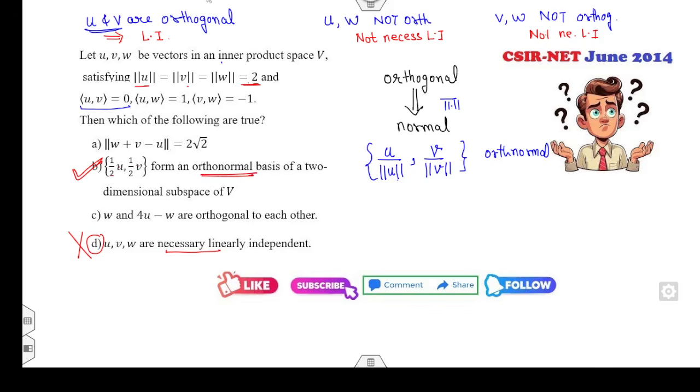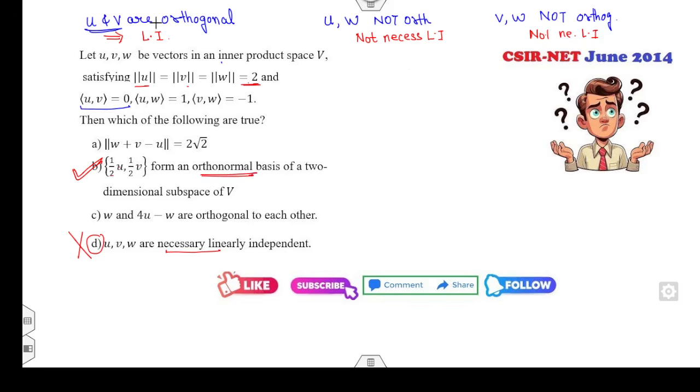Fine. Now look at the third option. W is orthogonal, that means your target is to prove the inner product of W and U minus V must be 0. Fine.